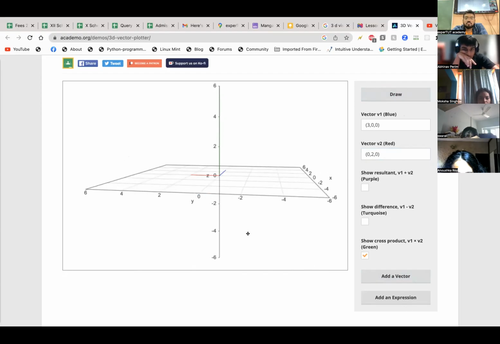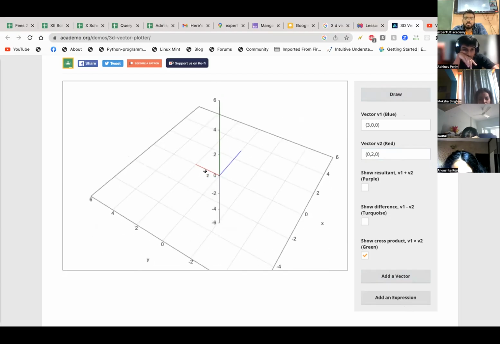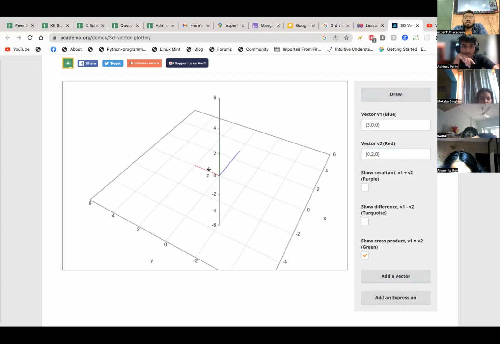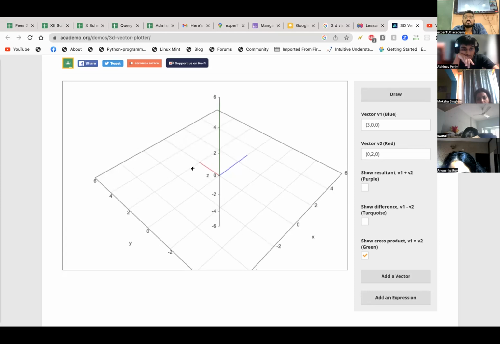I don't think it is rotating. So it is rotating. See. Is it blue cross red or red cross blue? It's blue cross red. That's why it is coming up, okay? So you start curling your thumb from the blue towards the red, and you will see that it's coming up, okay?